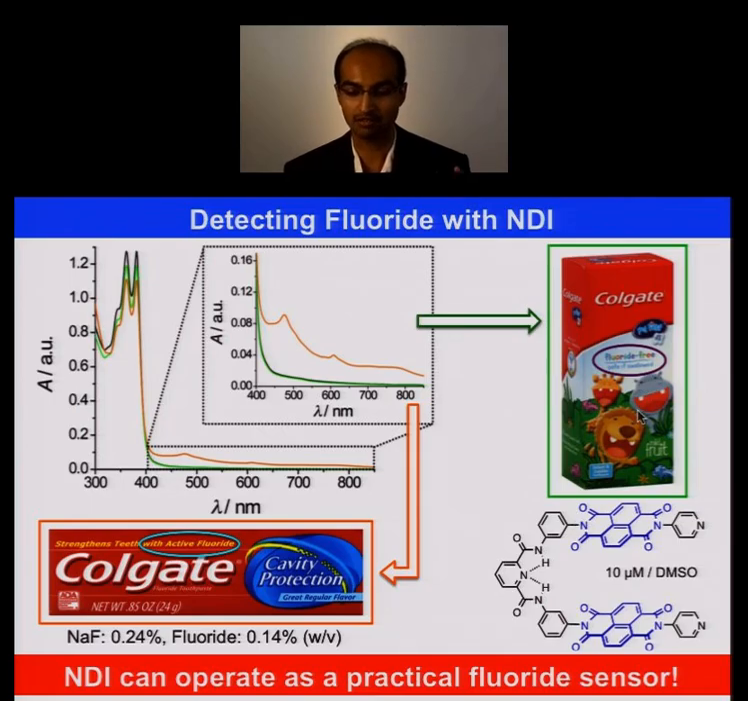I'll finish this SES video by showing you a cool demonstration of an application of the NDI receptor using fluoridated and non-fluoridated toothpaste. The children's toothpaste, which is not fluoridated, when treated with the receptor molecule, did not show any colorimetric change or spectroscopic change. However, treatment of the same receptor molecule with a fluoride-containing anti-cavity adult toothpaste produced this orange spectrum, which is the same as the radical anion spectrum of the NDI molecule. So potentially the NDI-fluoride interaction can be used to detect fluoride in practical sources.